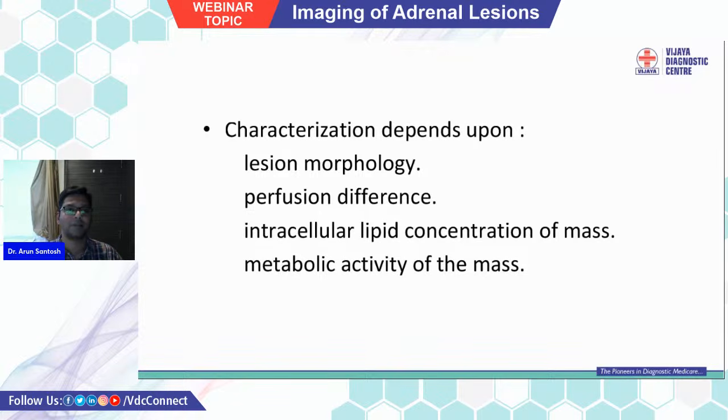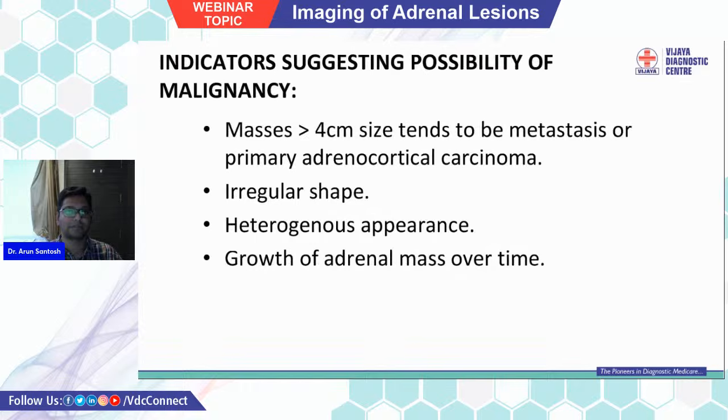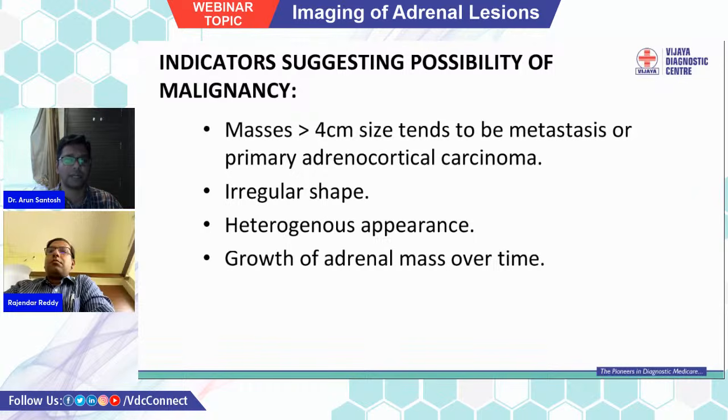The characterization depends upon the lesion morphology, perfusion difference, intracellular lipid concentration of the mass, and metabolic activity of the mass. Indicators suggesting possibility of malignancy: when masses are more than 4 cm in size, they tend to be metastasis or primary adrenocortical carcinomas. Generally, they are irregular in shape, show heterogeneous enhancement, and show a tendency to grow over a period of time.